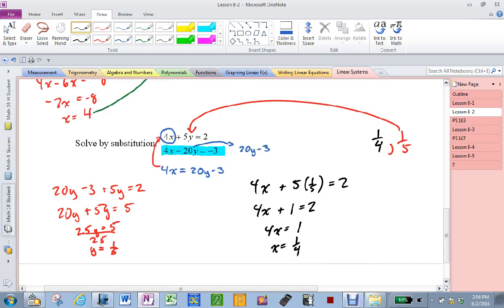4x equals 1. And x equals 1/4. Now, can I check it? Super easy to check, isn't it? With both equations, right? X is 1/4. What's 4 times 1/4? 1. Minus 20y. What's 20 divided by 5? 4. 1 minus 4. Is that negative 3? So are we right? Yep.